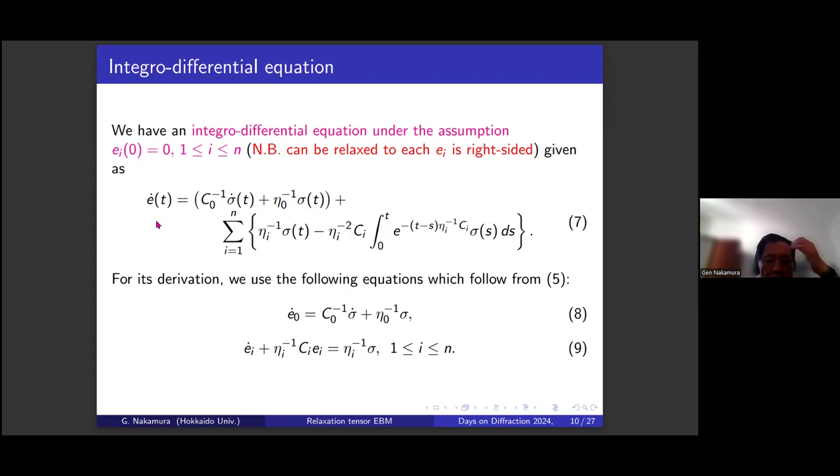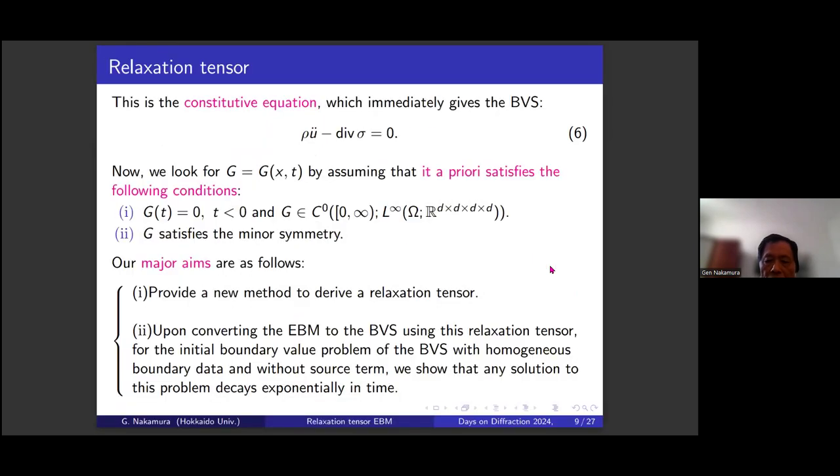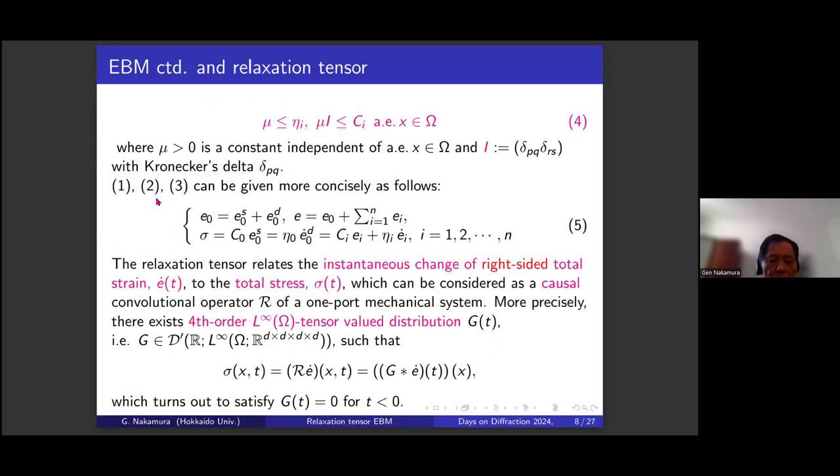So this is also giving another expression between the E dot and the sigma, but in a different way, the roles are somehow changed. Previously, what we were looking for was sigma expressed in terms of the E dot. This is the opposite: E dot is expressed in terms of the sigma. And you can get this kind of constitutive equation under this assumption. To derive this integral differential equation, I have used these two equations, which follow from equation five. Equation five is the concise description of 1, 2, 3.